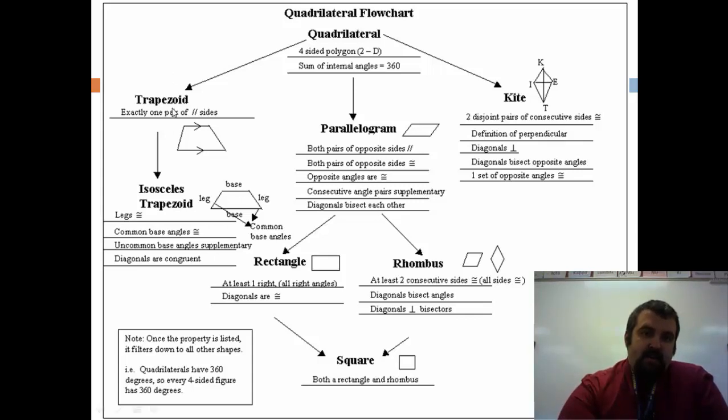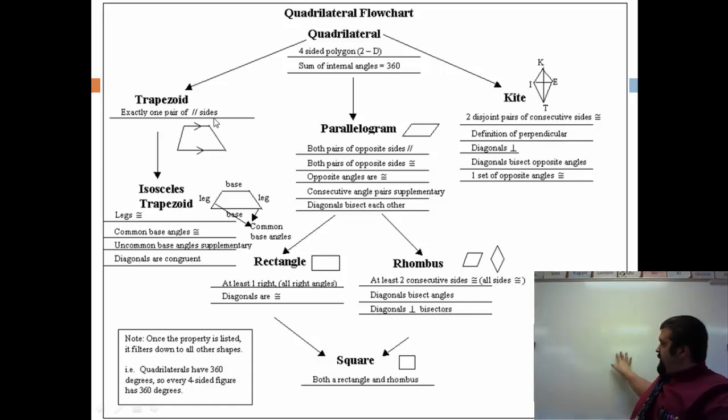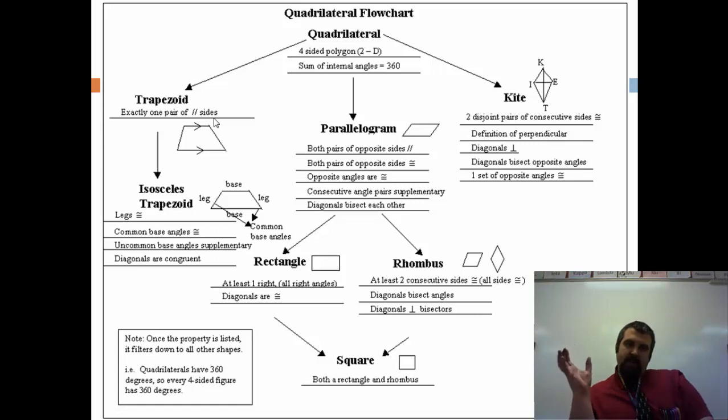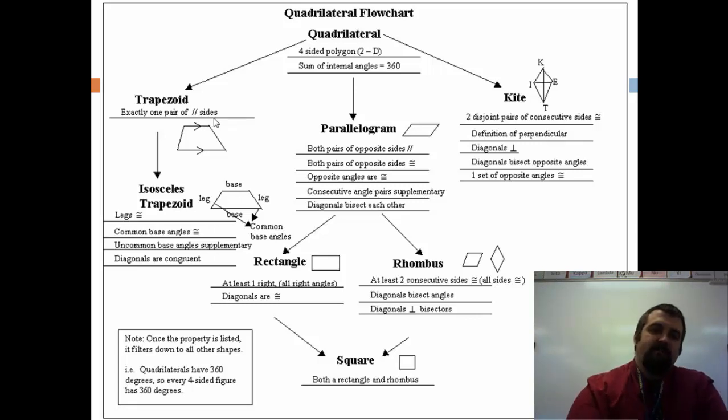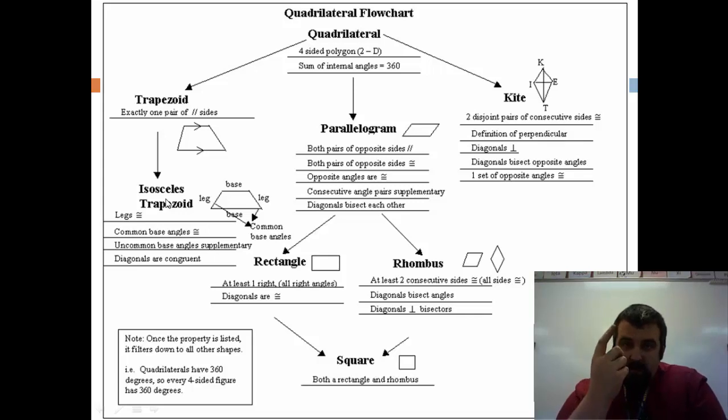So, a trapezoid has exactly one pair of parallel sides. So in that middle of your trapezoid flowchart, you put exactly one pair of parallel sides. It's also true for isosceles trapezoid, only one pair of parallel sides, so two sides are parallel. But the legs are also congruent.